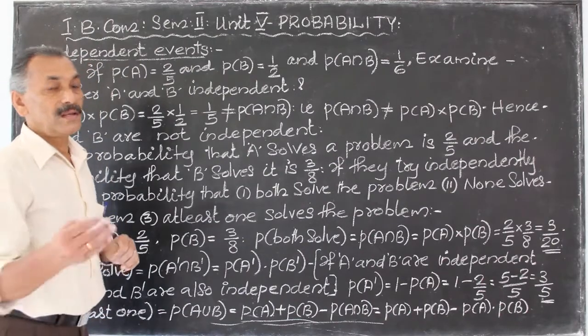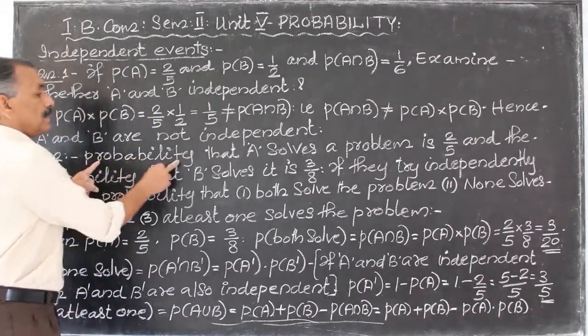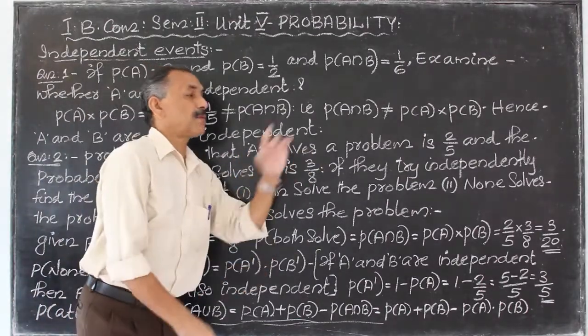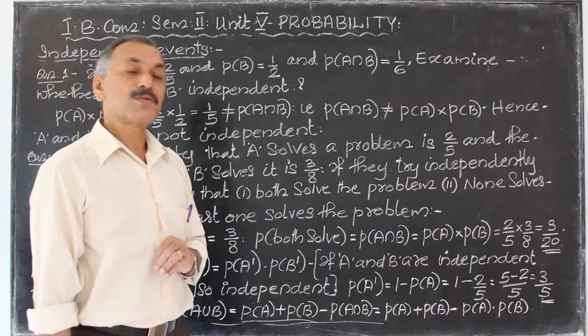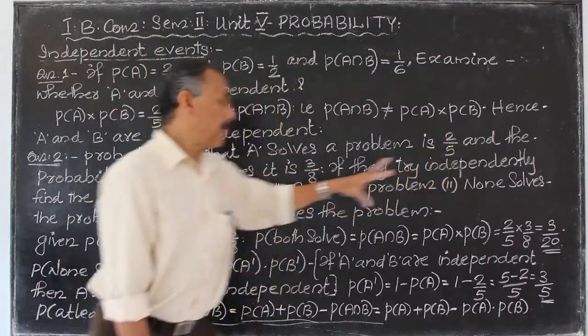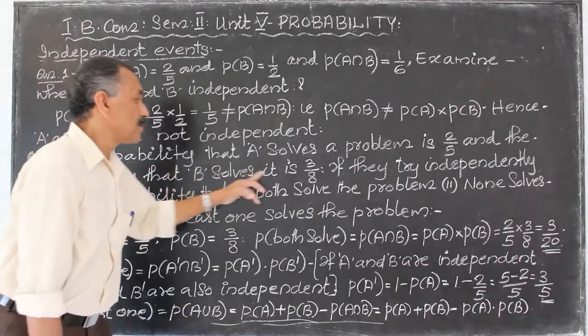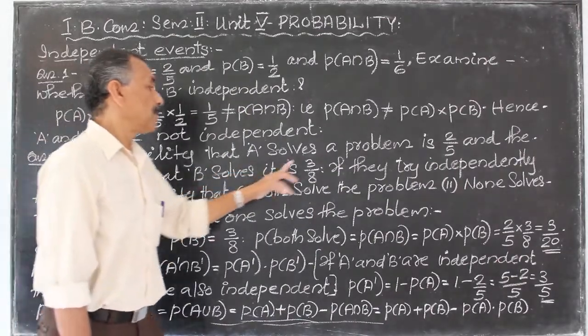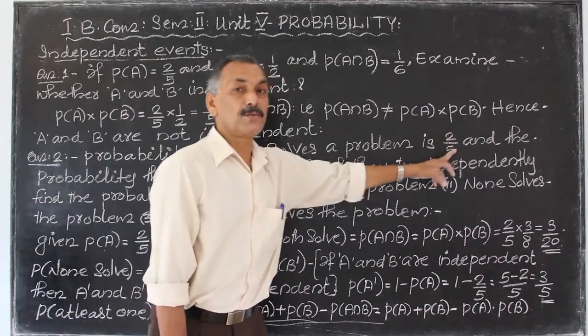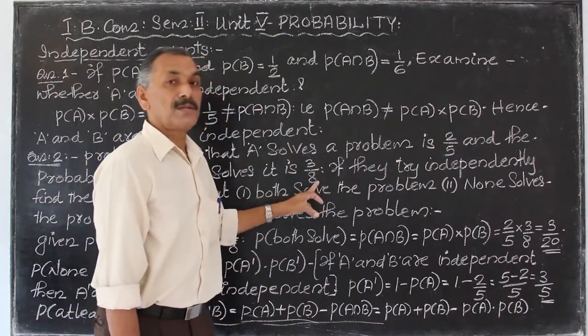Next, another problem: the probability that a person A solves a problem is 2 by 5, and the probability that B solves it is 3 by 8. A is solving with probability 2 by 5, B solving with probability 3 by 8.